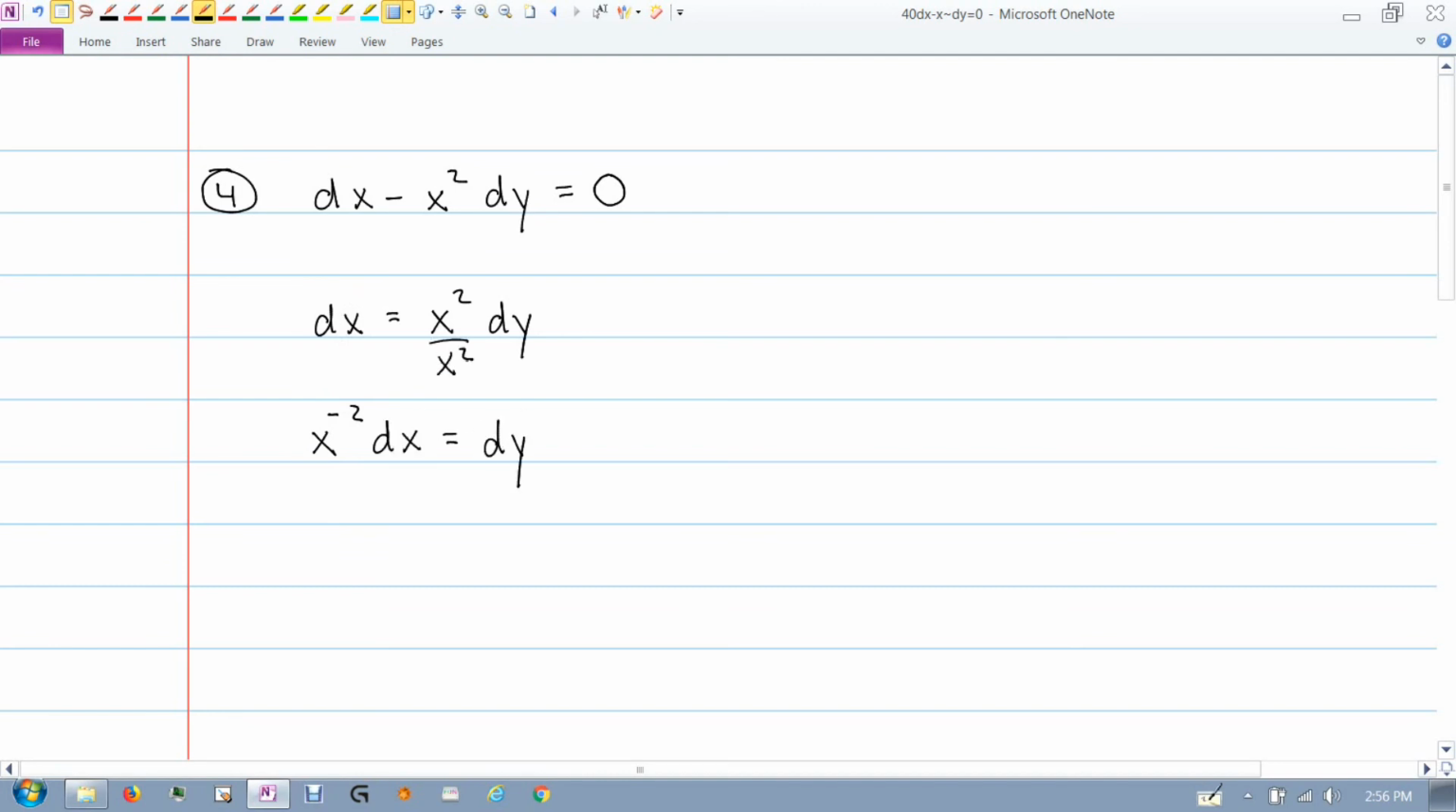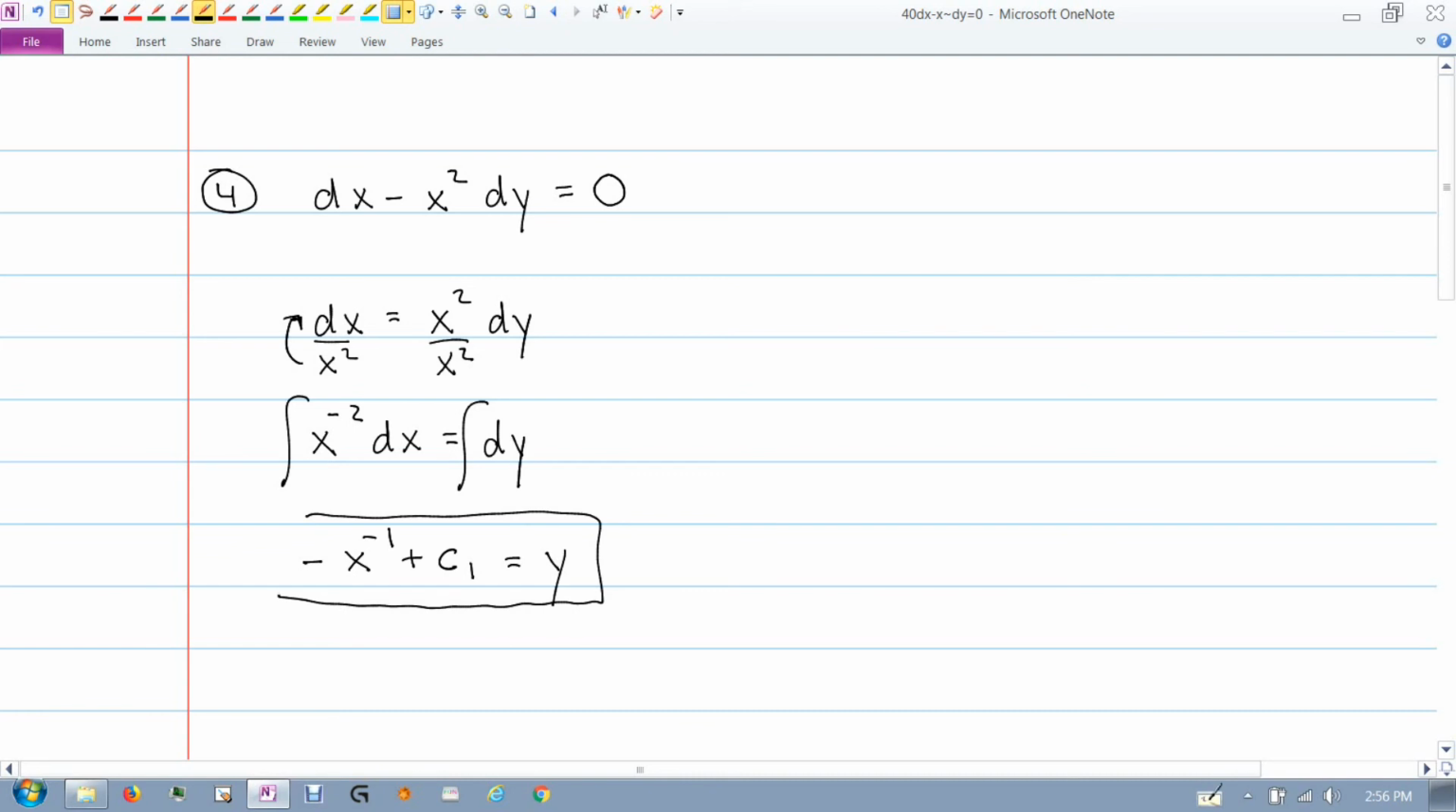So I divided here by x squared, divided here by x squared, and then brought that up with a negative exponent. And now I'm going to integrate, and I should get negative x to the negative 1 plus some constant, and then equals y. So that's just power rule on that. And we can just leave it like that. I think that'll work. So that is the function that satisfies that differential equation.